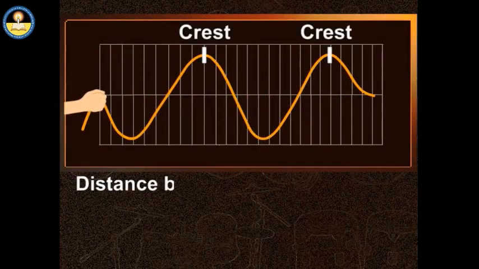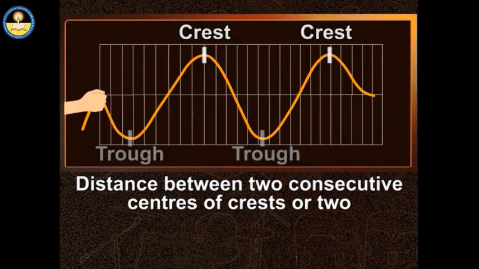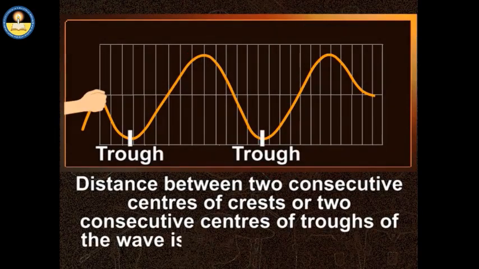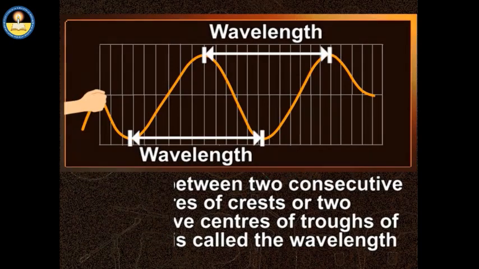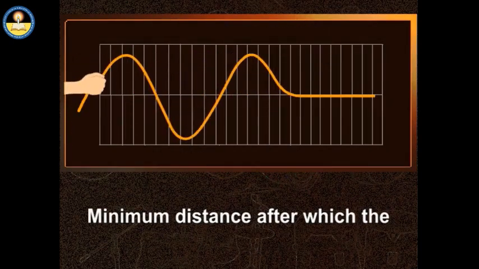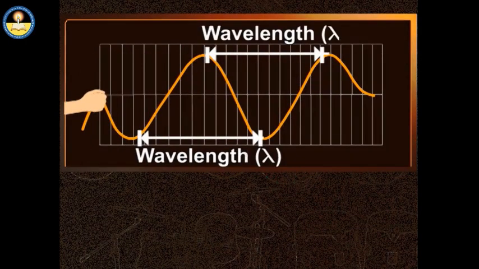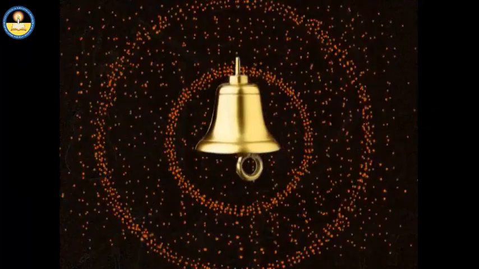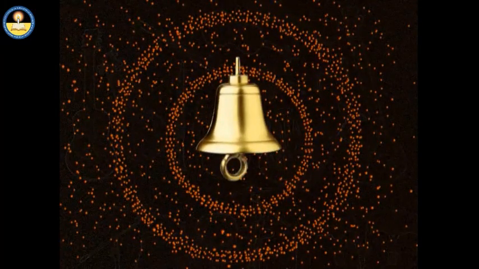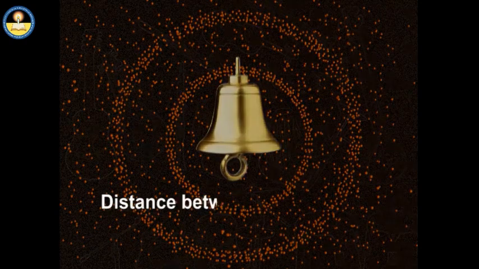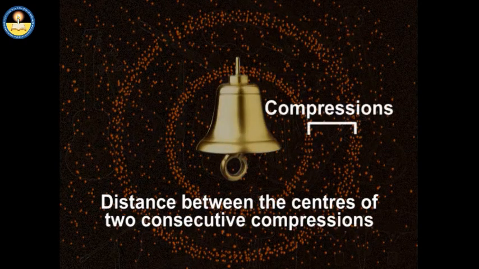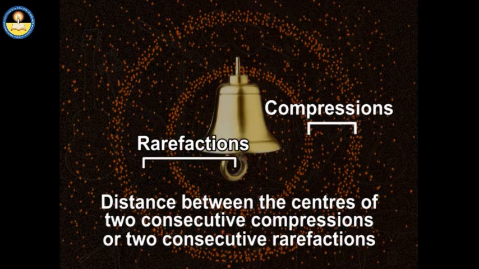In general, the distance between two consecutive centers of crests or two consecutive centers of troughs of the wave is called the wavelength. It is the minimum distance after which the pattern of the motion repeats itself. It is usually represented by the Greek letter lambda. Since it is the measure of the distance, therefore its SI unit is meter. In case of sound waves, that is, the longitudinal waves, the wavelength can also be defined as the distance between the center of two consecutive compressions or two consecutive rarefactions.